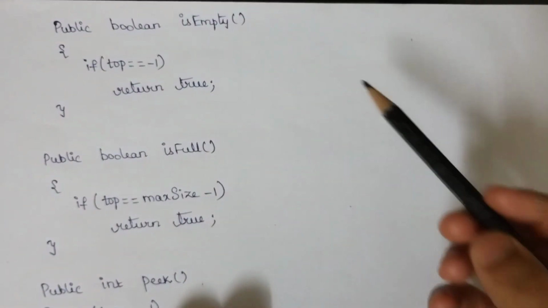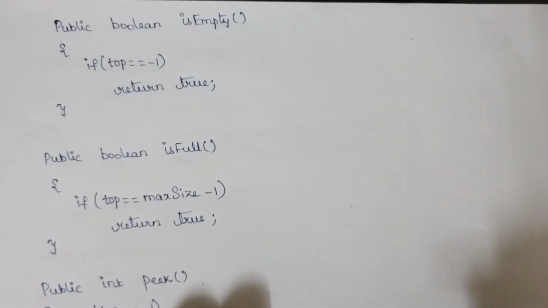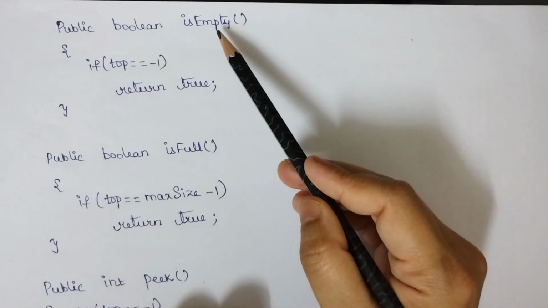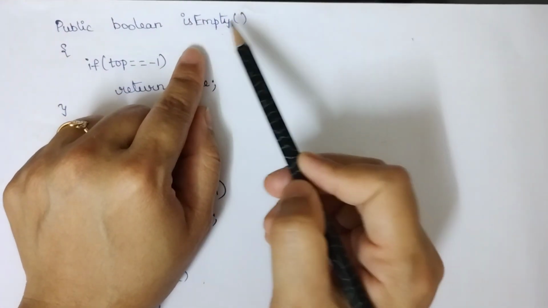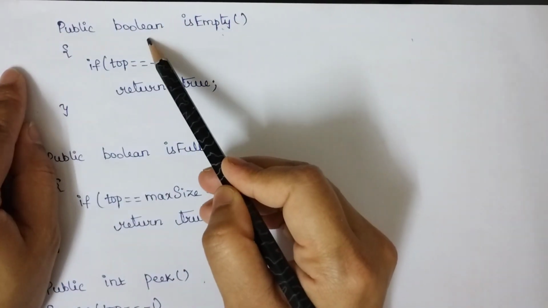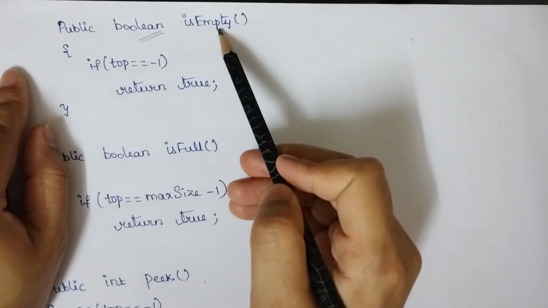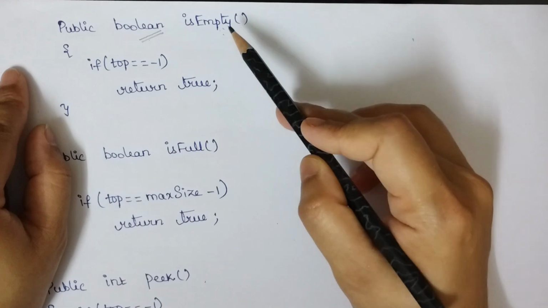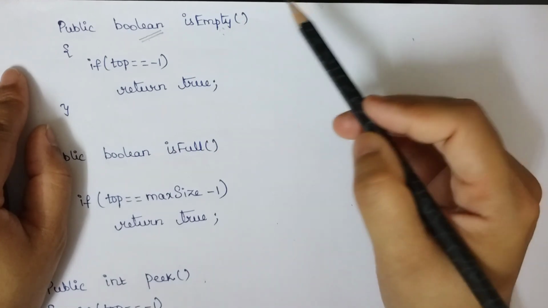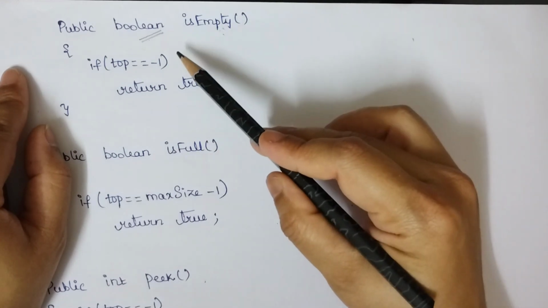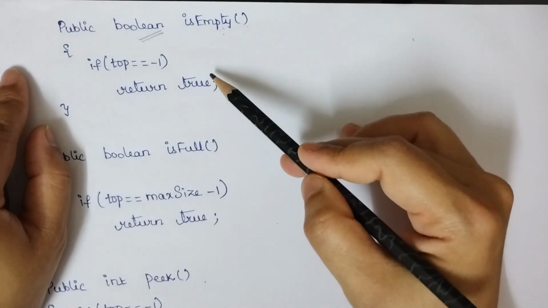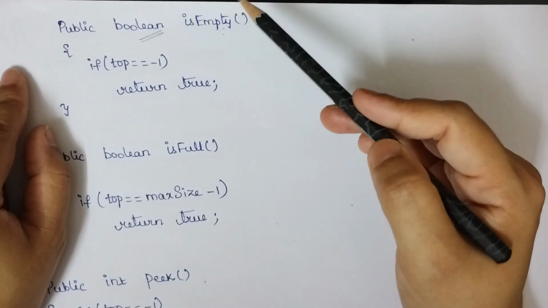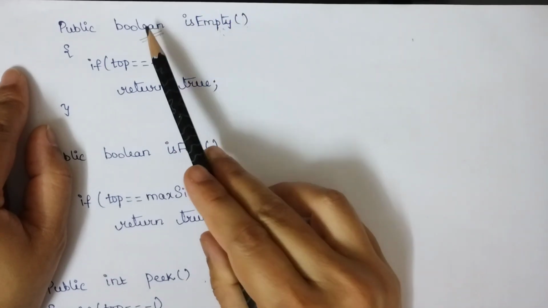Now we'll see all the other operations of stack using an array. The first operation is empty. You can see here for is empty, what is the return type I have used? That is Boolean, because, as I told you previously, with is empty you check whether your stack is empty or not. If your stack is empty, it will return true. If your stack is not empty, then it will return false. So it will return a Boolean value anyway, and for that reason the return type taken here is Boolean.